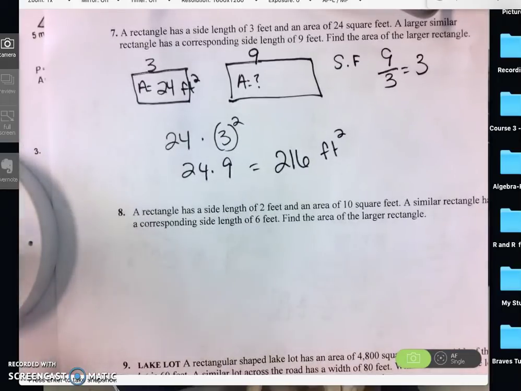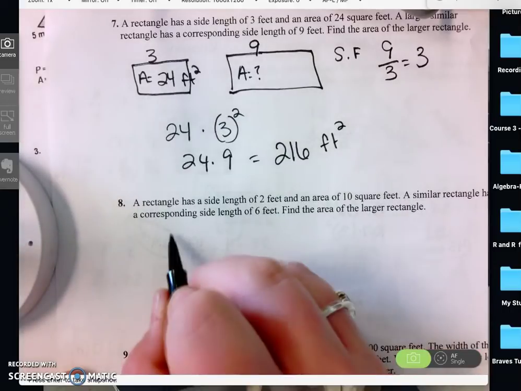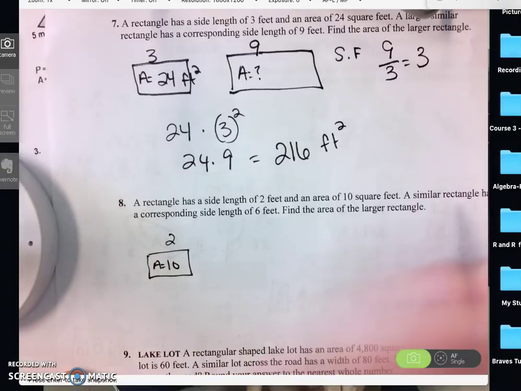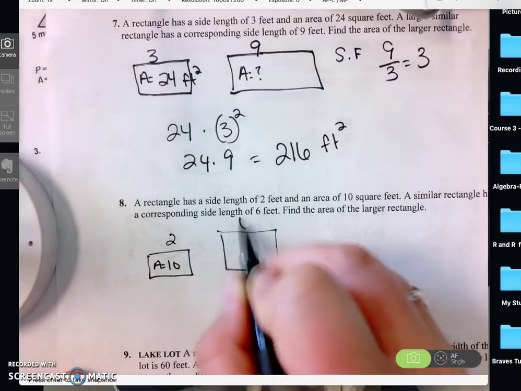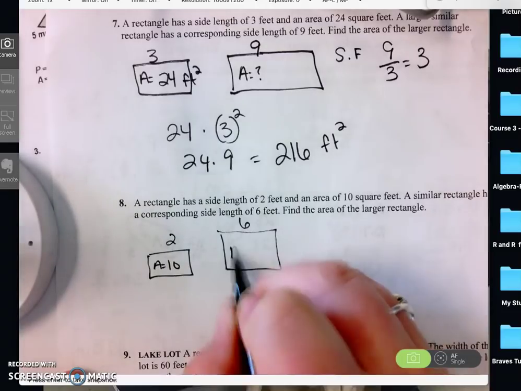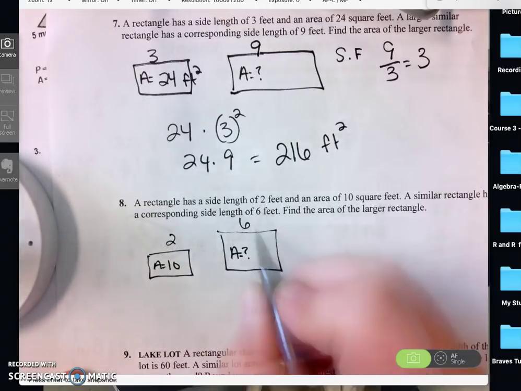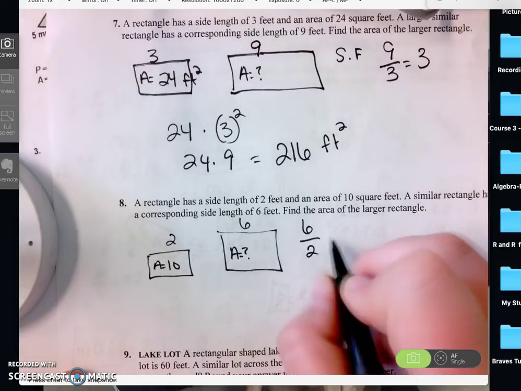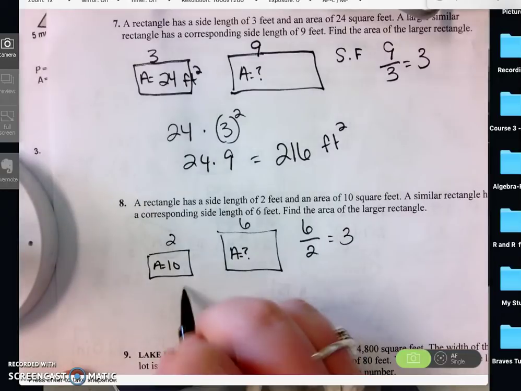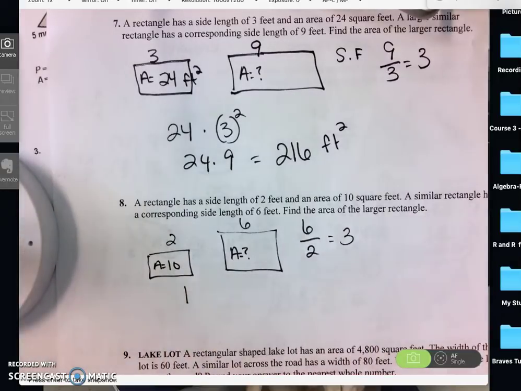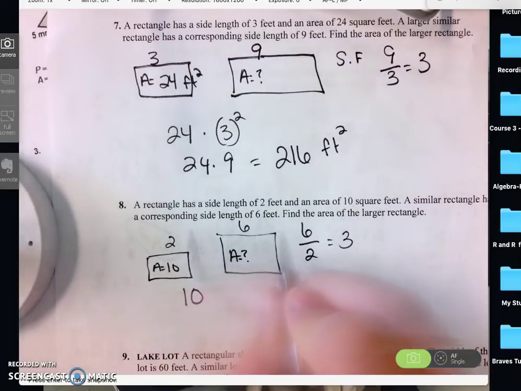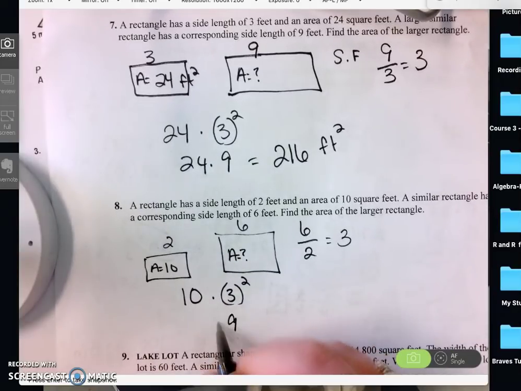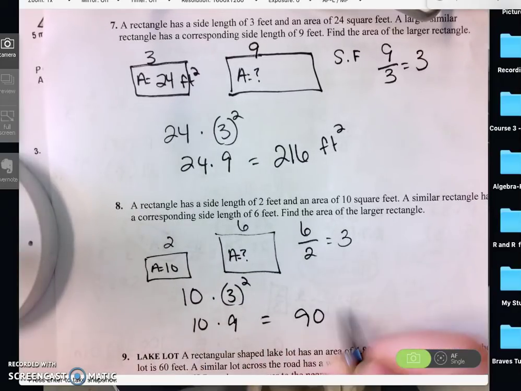Okay, a rectangle has a side length of 2, area of 10. A similar rectangle has a corresponding side length of 6, area unknown, so missing 6 over my known 2, which reduces down to 3. So then we do the area times our scale factor squared. 3 squared is 9, 9 times 10 is 90 square feet.